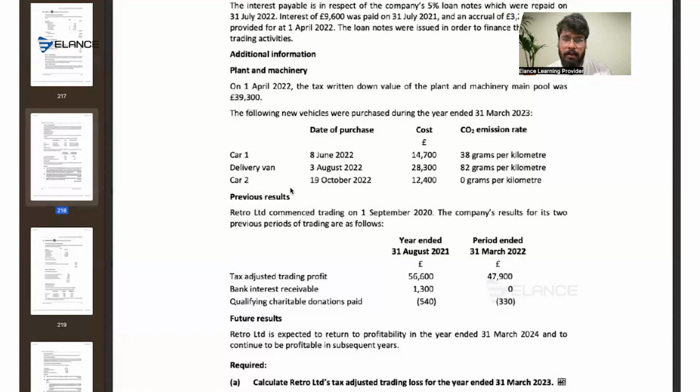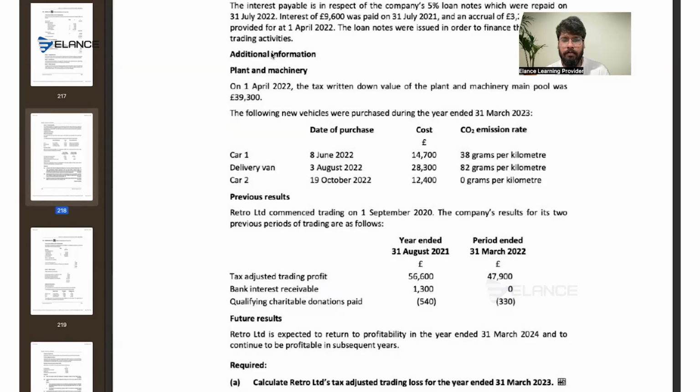After that, there was a delivery van purchased for 28,300. Actually, a delivery van is a vehicle, but for trading, it will be considered like machinery. It will always come under the main pool.